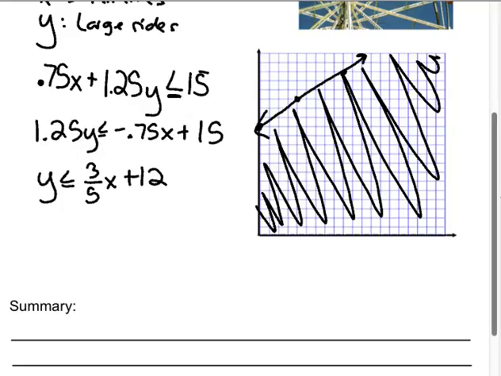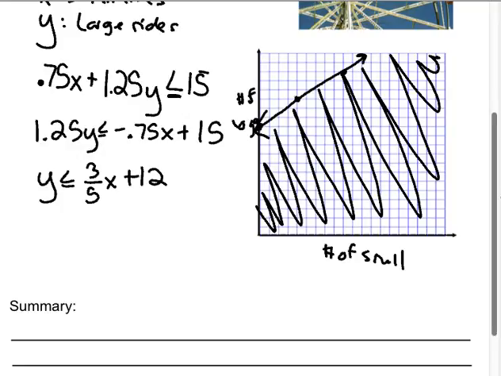Now, a couple of observations on this. One, I'm only showing the first quadrant. Why might I only be showing the first quadrant? Well, I'm hoping pretty quickly you can see it doesn't make sense to have negative values because this is the number of small rides I can go on. This is representing number of large rides I can go on. So it doesn't really make sense to have negative values. So that's why I can get away with only showing the first quadrant.